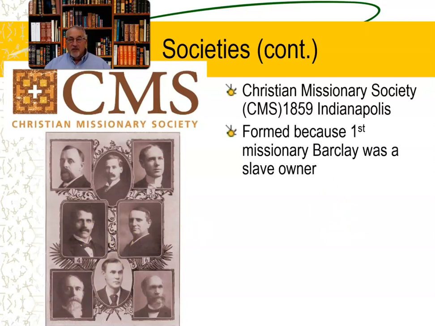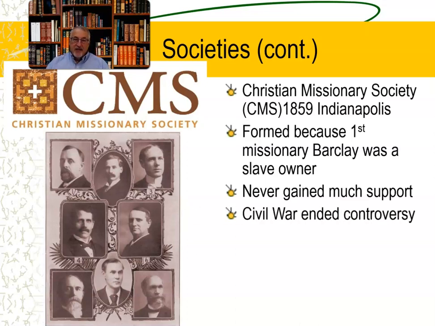Barclay actually owned slaves. And so the Christian Missionary Society up in Indianapolis says, we don't want to send our money, we don't want to be associated with any group that would send a missionary who is a slave owner. And in fact, this group, the Christian Missionary Society, didn't get a lot of support because, again, a lot of people don't want to support any of these organizations. And now this is a rival one. And then, of course, what really sort of ended it was the Civil War came up, all the controversy, and soon we were embroiled in that, which would bring about an ending of slavery.